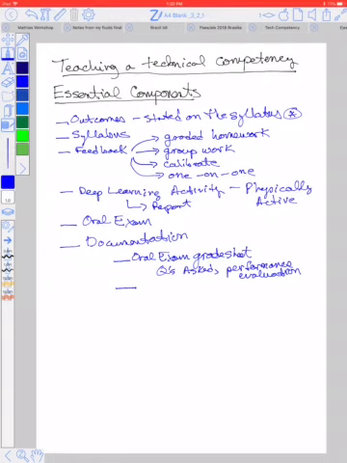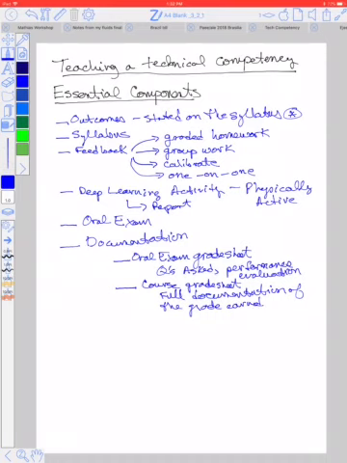The second piece of documentation is the course grade sheet. On the course grade sheet, there should be full documentation of the grade earned and how the grade was calculated.